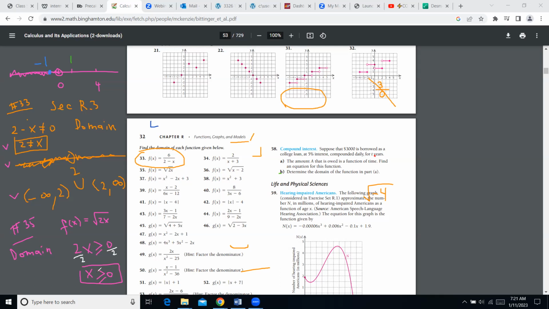So we're looking for domain. Miss Alex, what about 37? In this exercise, we don't have a denominator. In this exercise, we don't have a square root.